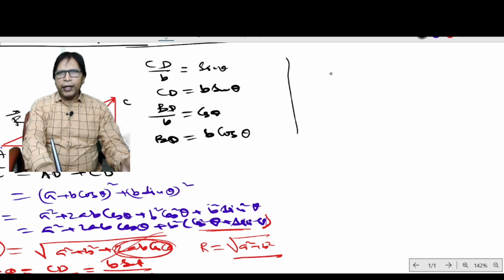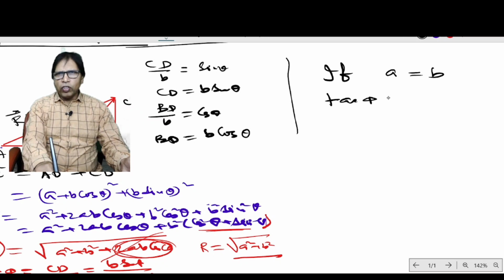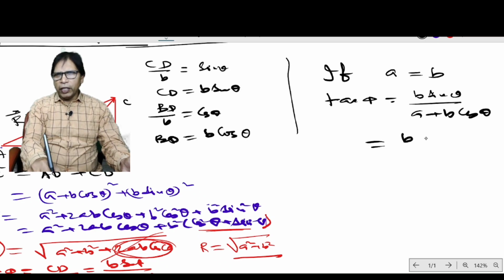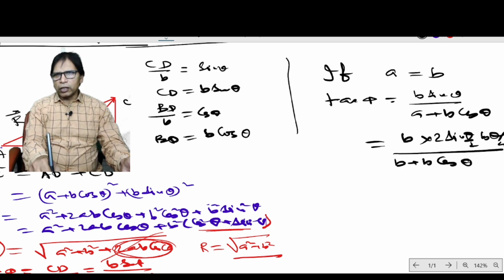Now again, if the magnitudes of vector a and vector b are equal, that is a equals b. So look at this, tan phi equals b sin theta divided by a plus b cos theta. Now b sin theta is 2 sin theta by 2 cos theta by 2, and in the denominator we have b plus b cos theta.